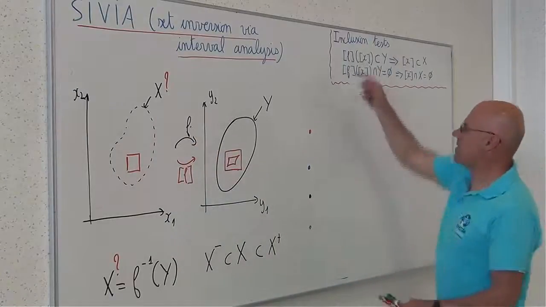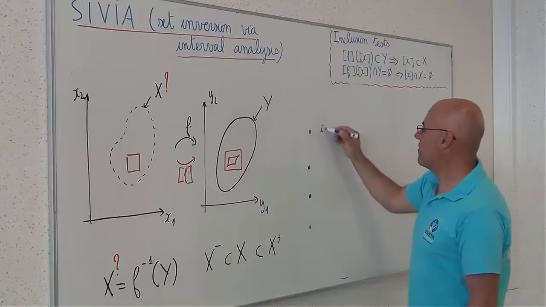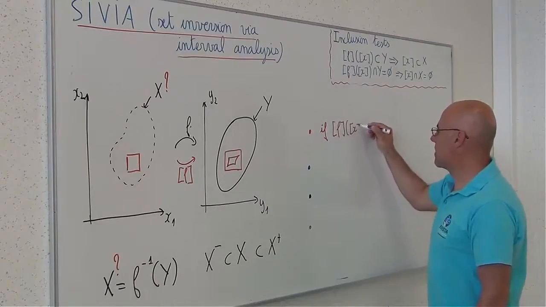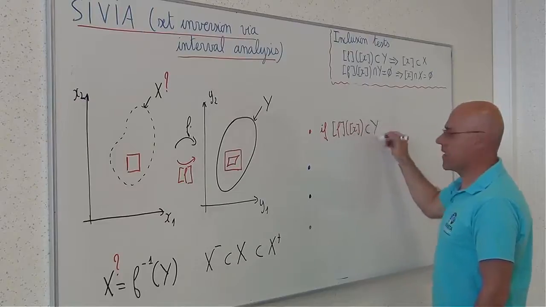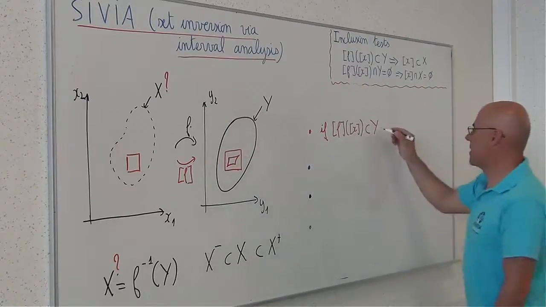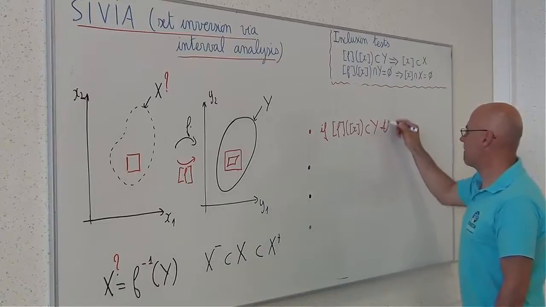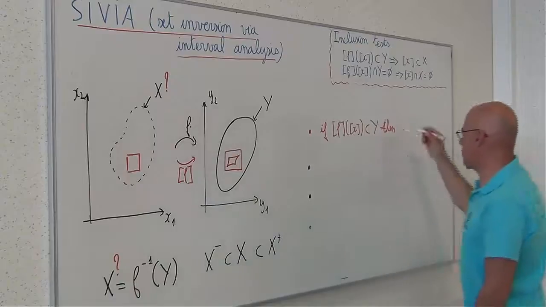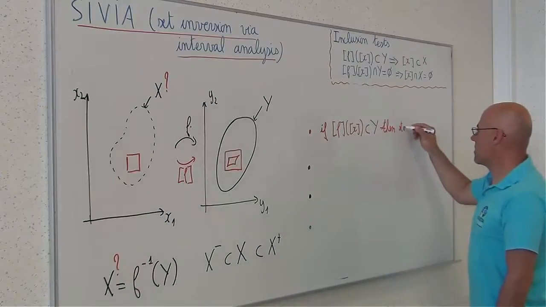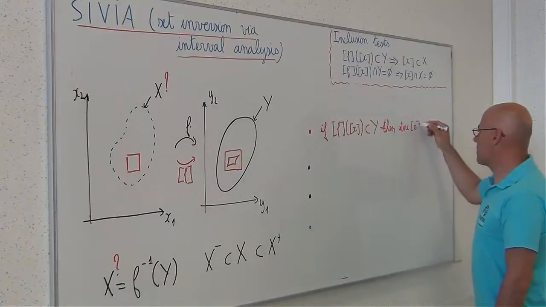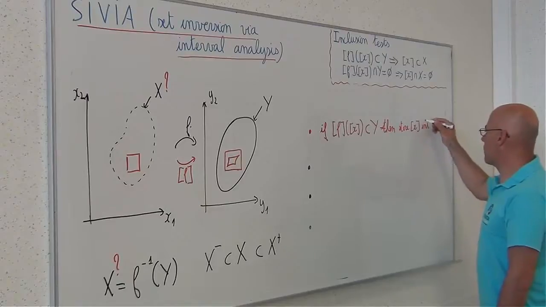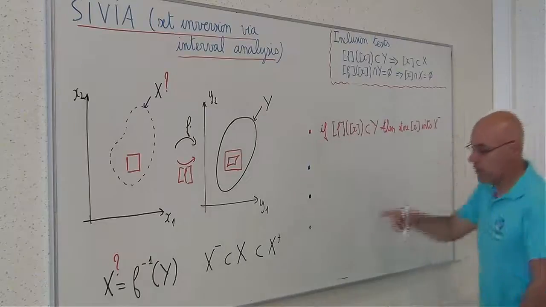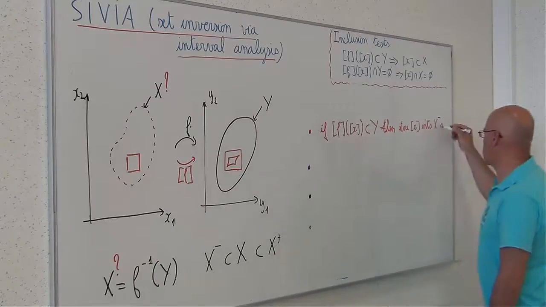So it means that if f of x is a subset of y as here, then x is inside X, and I will store this box into x minus, but also into x plus.